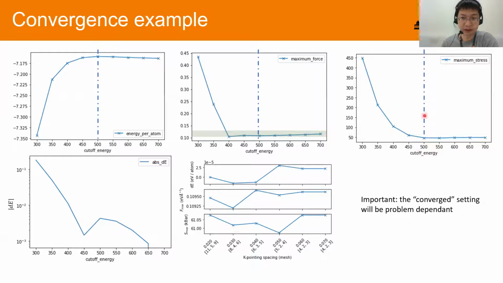So in this case, I should choose 500 because I know the energy looks fine, the force is definitely okay, and most importantly, the stress is converged at 500 cutoff. And the same goes for the K-point sampling. I will compute all these properties with increasingly dense K-point grids, but because the material is essentially insulating, the bands are very flat. So for this particular material, you can go with loose K-point sampling. What I'm saying is this can be very problem dependent.